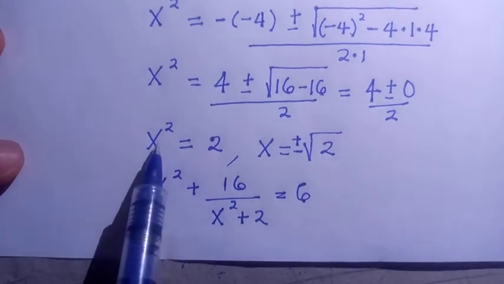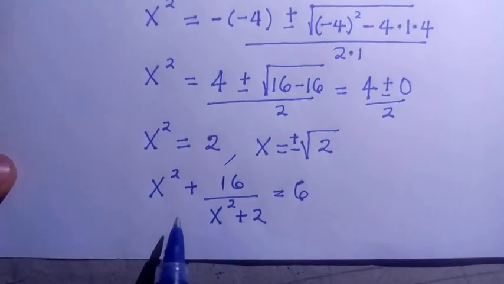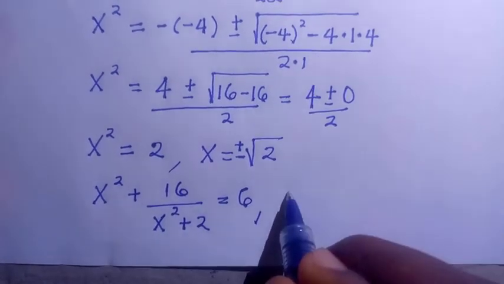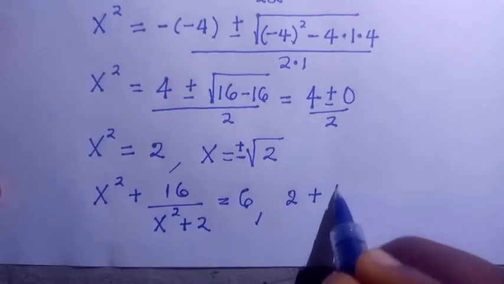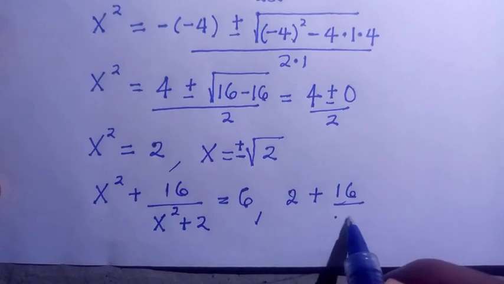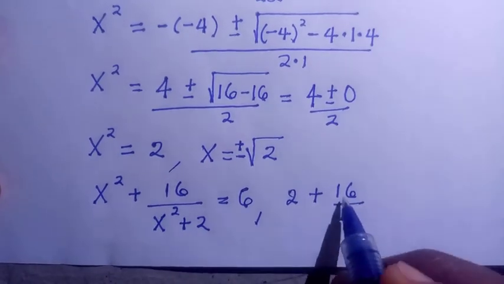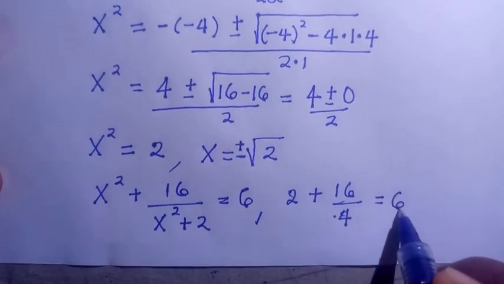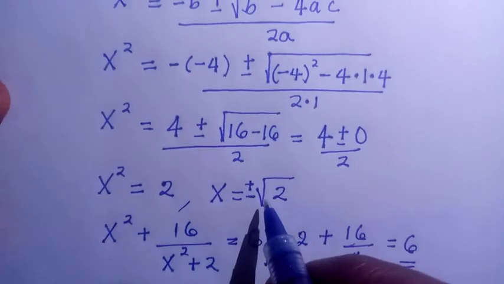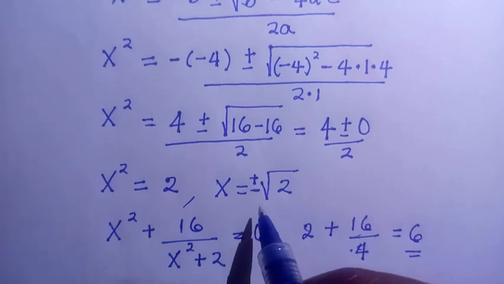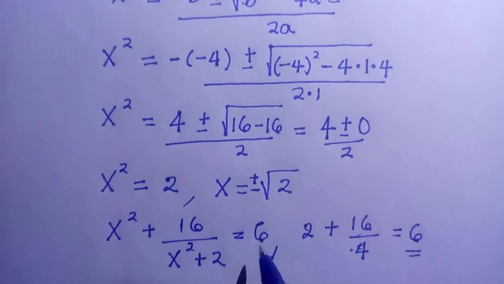And we know that from here, x squared is 2. By trying to plug in the value of that x squared, which is 2, then we have this as 2 plus 16 divided by, so x squared is still 2. Then we have 2 plus 2, that is 4. So when we divide this one, we get 4. Then 2 plus 4, everything equals 6. So which means x equals root 2 is our solution. Which is true for plus, and is also true for minus.